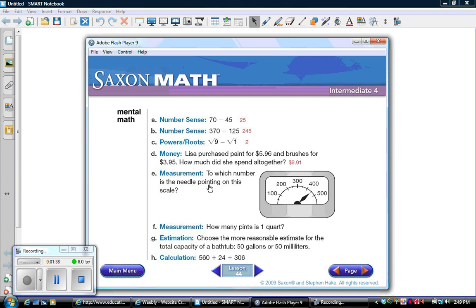To which number is the needle pointing on this scale? It's right between 400 and 500, so that would be 450.